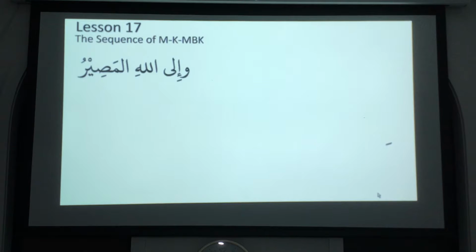Ilallahi means it is MBK, number 3. And al-masiru is the rafa. That's the first rafa in this sentence, and rafa must be mubtada. So it is 3 and 1. That's why it means it is only to Allah we return. We don't return anywhere else. It is only to Allah we return.